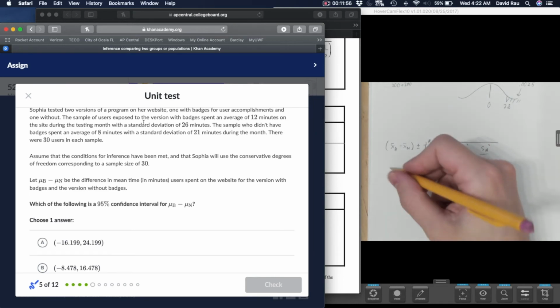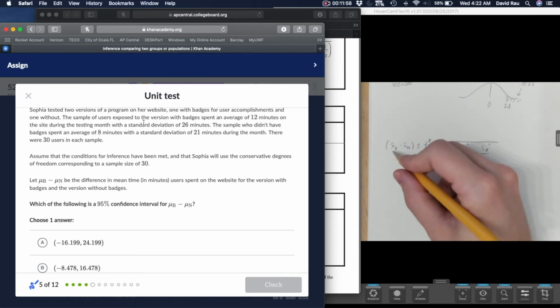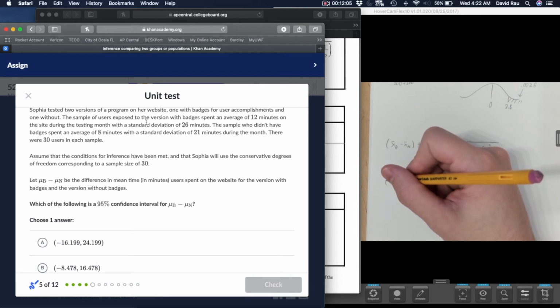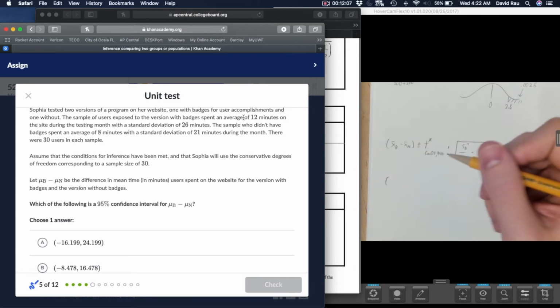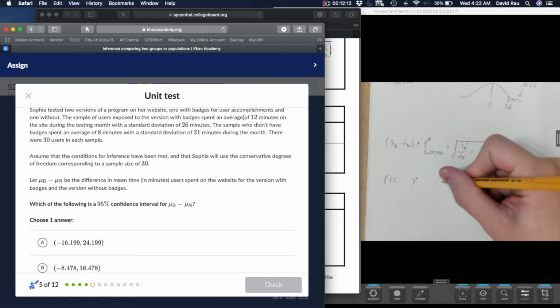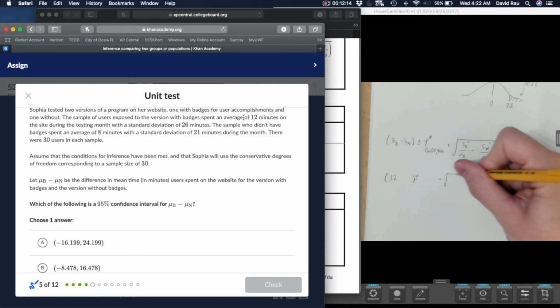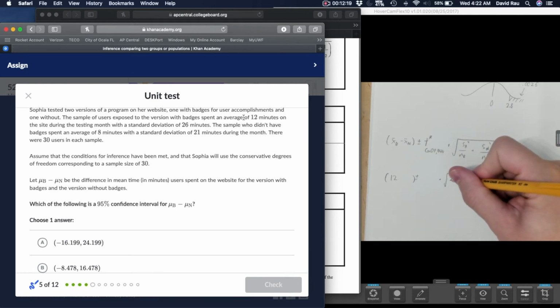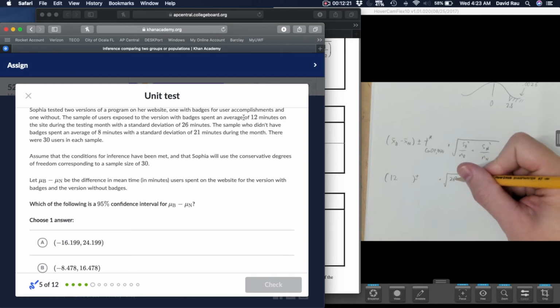Okay, let's start filling this whole thing out. What is the sample mean that we got from b? Let's see here. Badges was an average of 12. Just going to fill things in where I can here. And they said the standard deviation was 26, so 26 squared. Does it say how much each sample size was? So 30 in each sample.